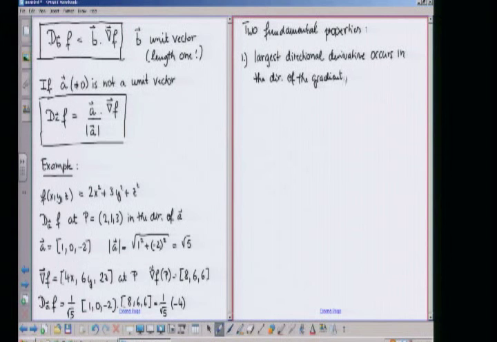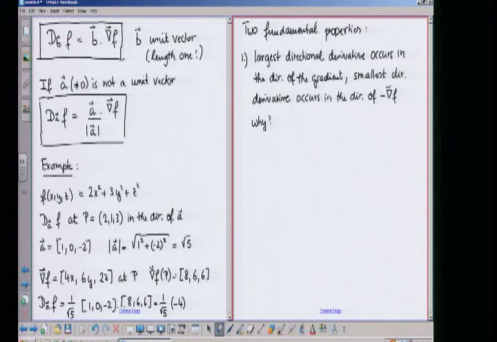And the smallest directional derivative always occurs in the direction of minus the gradient f. Okay? So why is that? Well, there's a very simple reason, okay? So why?